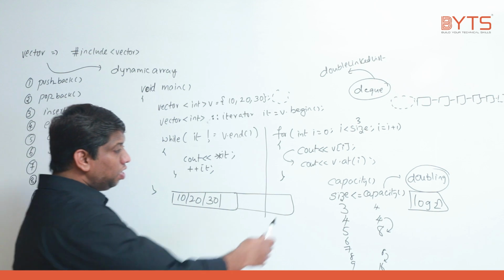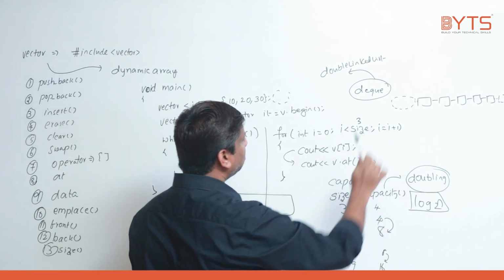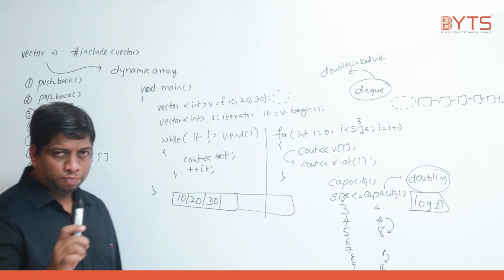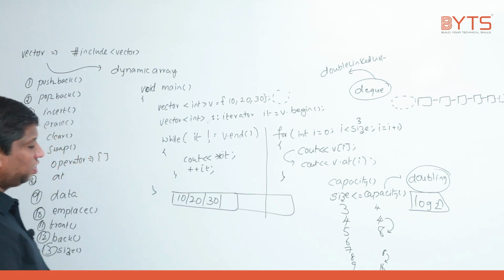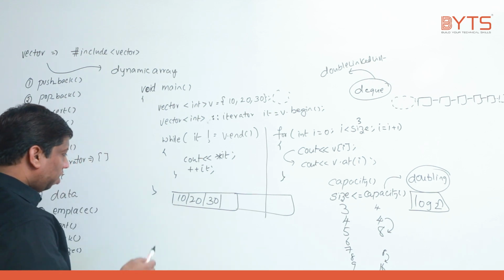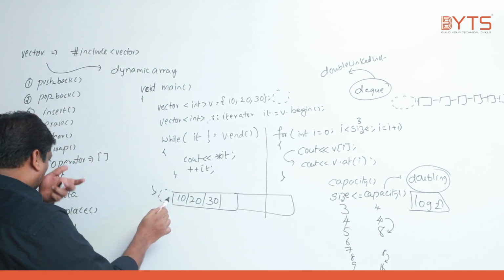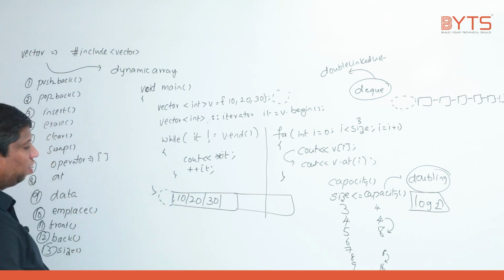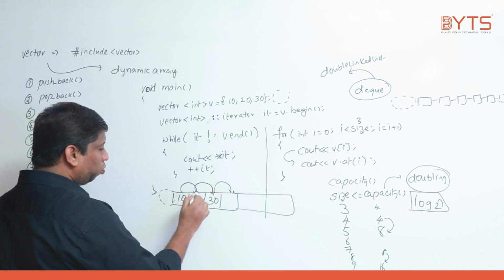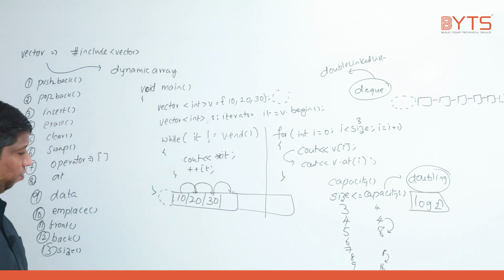Now come back. This type of feature is not there in the doubly linked list. That is a feature available in the vector. That is the first important thing you need to know. Next important thing: as it is using a dynamic array, if you want to add a new element here, I need to move this element here, this element here, and this element here, right? That is a costly operation.